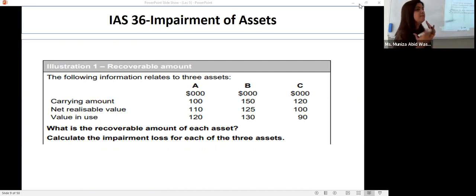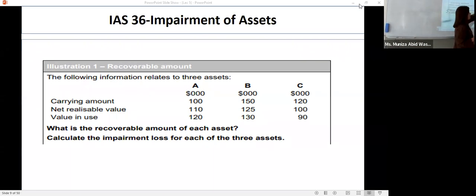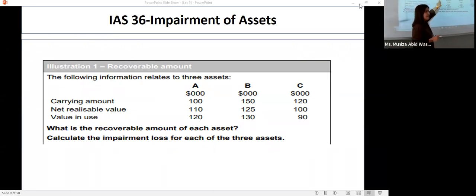Now you have to calculate an impairment loss. How does an impairment loss occur? When your carrying value is more than the recoverable amount, then the impairment is going to occur. So in the case of asset A, the carrying amount is 100 and the recoverable amount is 120. Is there an impairment? No impairment. Since your carrying amount is lesser than the recoverable amount, there is no impairment. In case of asset A, it's nil.